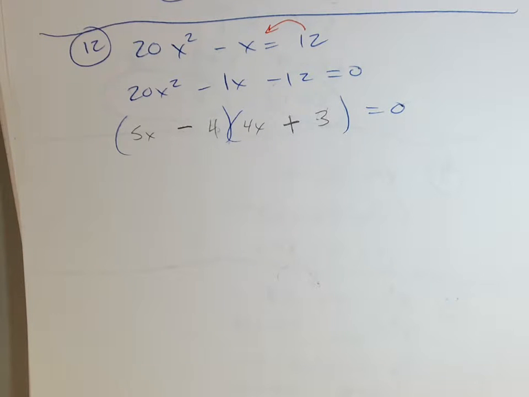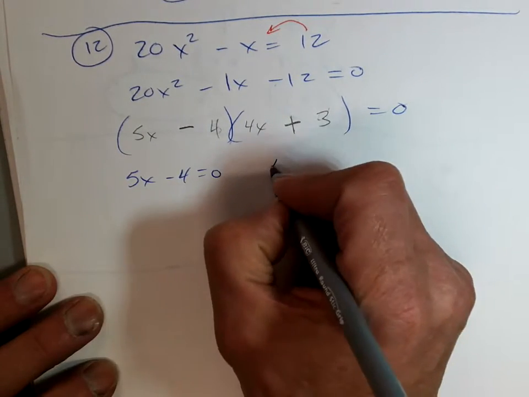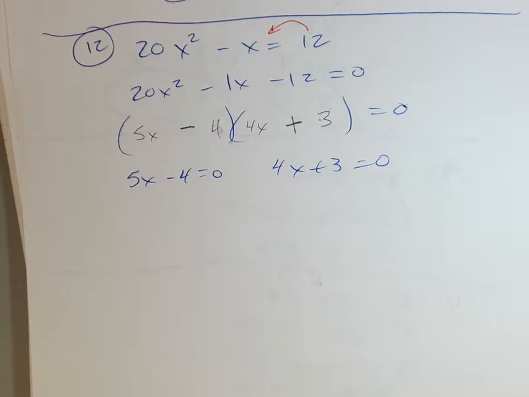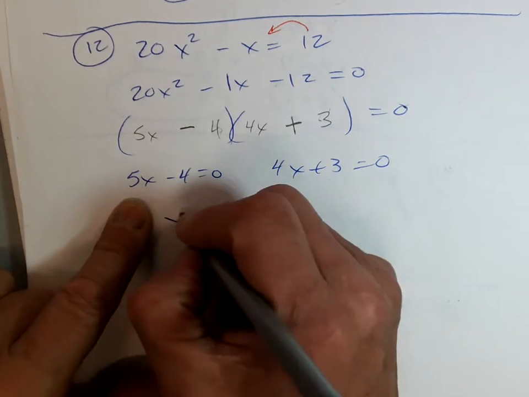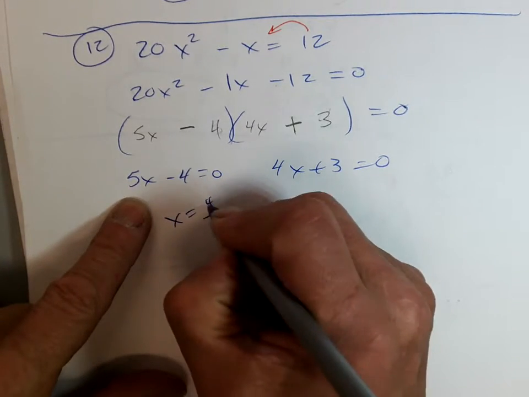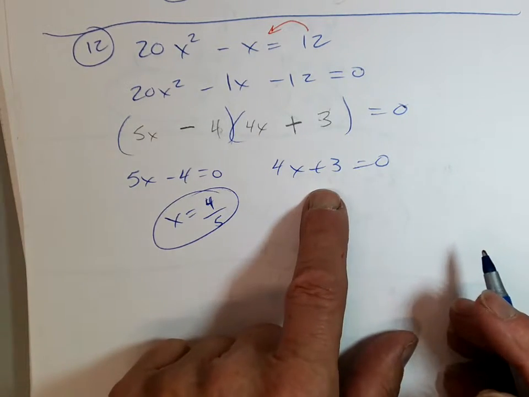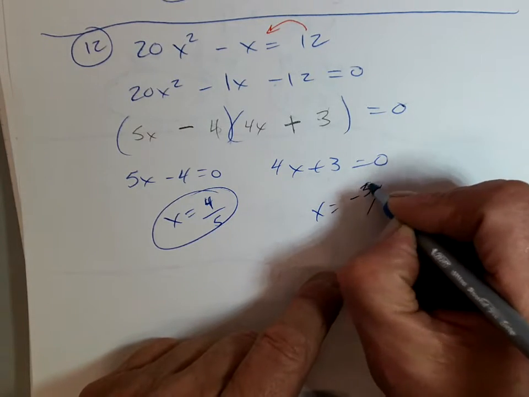But we're not done. We have our mini equations. We're going to have a 5x minus 4 equals 0 and a 4x plus 3 equals 0, right? And I need to solve. I can solve in my head because we're pretty quick and we're pretty smart. If I add 4, then divide by 5, I'll have 4/5. If I subtract 3 and divide by 4, I'll have a negative 3/4. Okay?